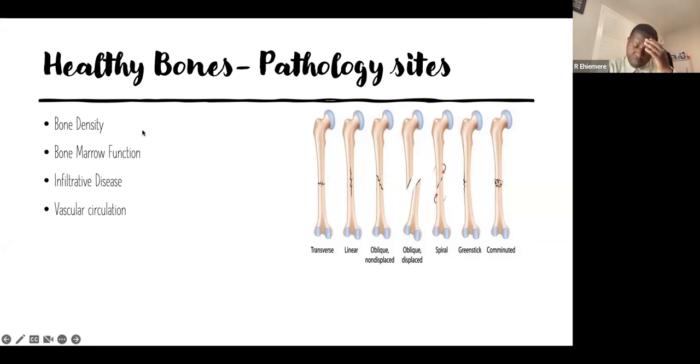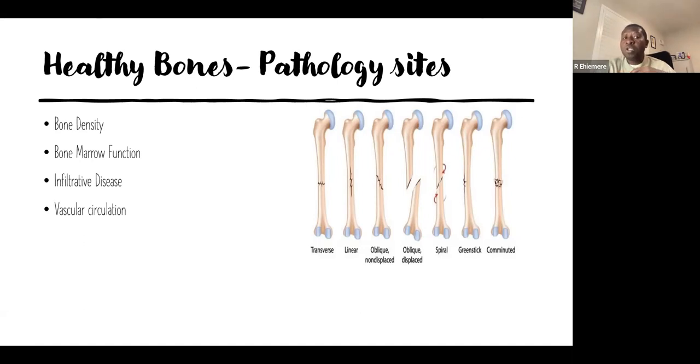Areas where that could be affected are the likes of bone density, and this is where things like osteoporosis come into play. If the bone mineral density is compromised, the bone becomes less healthy. The bone becomes more predisposed to fractures, which is the most feared outcome of osteoporosis.